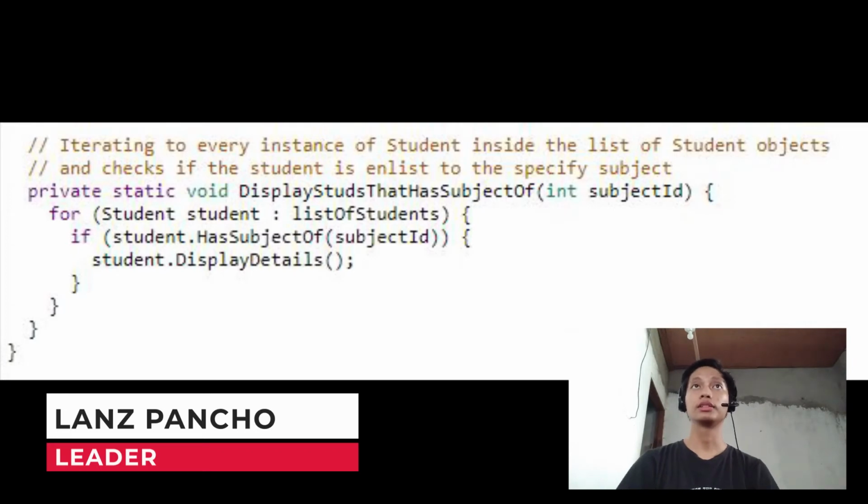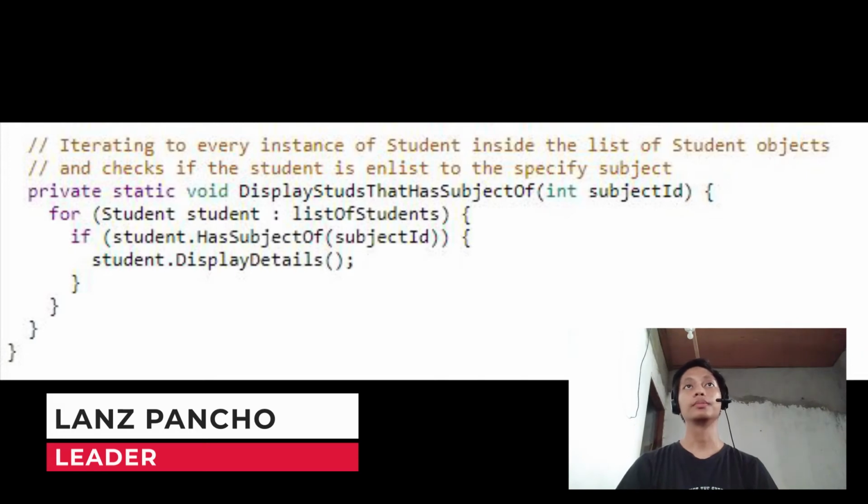So the last method is display_students that has a subject as a parameter. This method will determine if the student has the specific subject ID enlisted to it. The method has a parameter of subject ID which is required for navigating the subject enlisted to the student. Inside the method, we have a for each loop that will iterate to each student in the list of students.